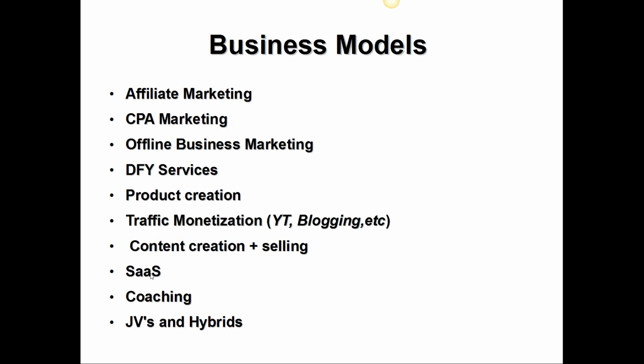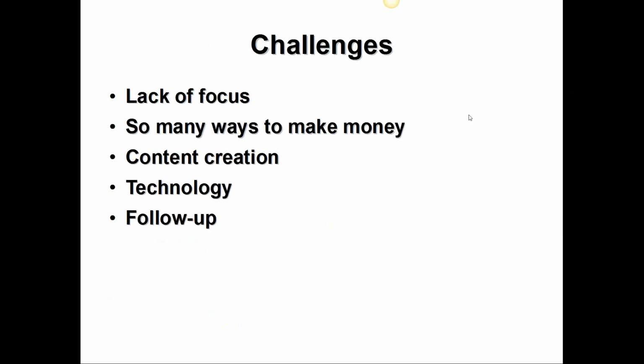SaaS stands for Software as a Service. We'll talk about that later. Coaching folks on something that you're really good at. And then finally, joint ventures and hybrid income models. So I know that's a lot, guys. We're going to focus on primarily two forms of making money online. So I'm not trying to overwhelm you. I just wanted you to be clear and be aware that literally there are hundreds, if not thousands, of ways to make money online. You're not locked into just one of them.